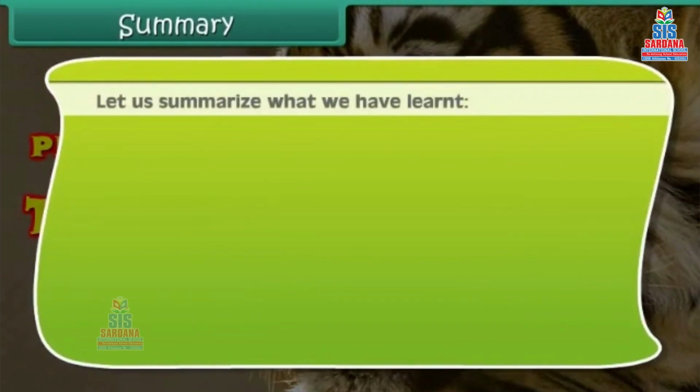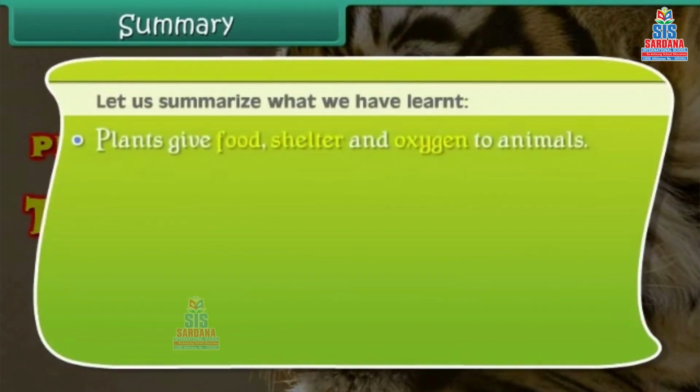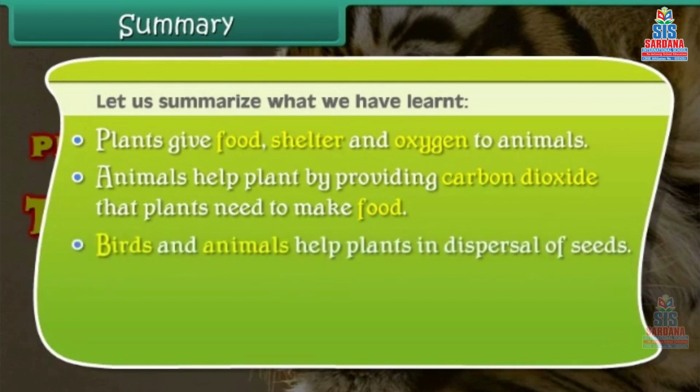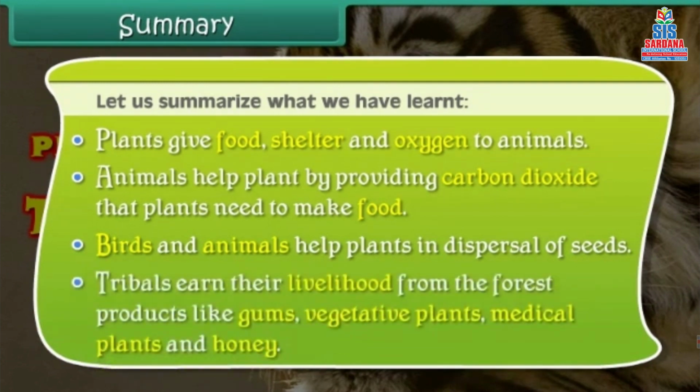Let us summarize what we have learned. Plants give food, shelter, and oxygen to animals. Animals help plants by providing carbon dioxide that plants need to make food. Birds and animals help plants in dispersal of seeds. Tribals earn their livelihood from the forest products like gums, vegetable plants, medicinal plants, and honey.